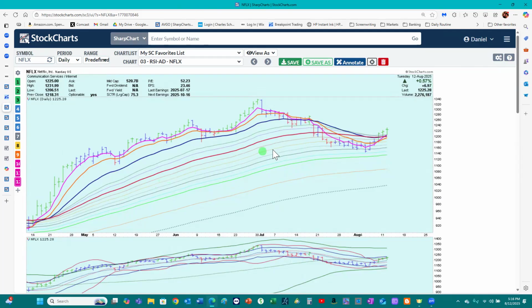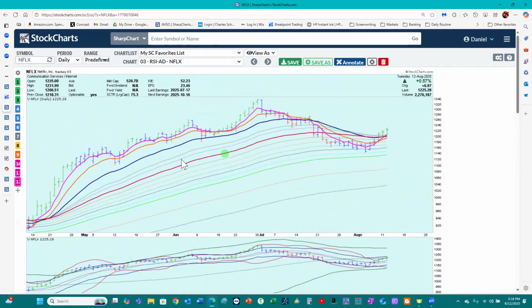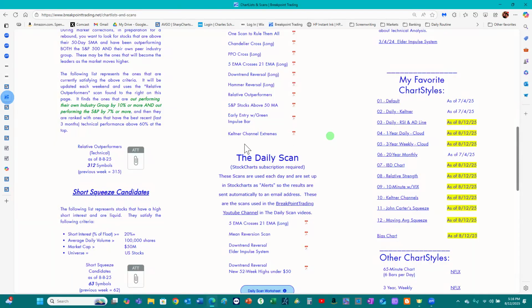And I like to see them all above each other naturally. That's a very bullish move, like all through this period right here. All of them were above, and then the 5 dropped below, and they started to drop below, but now they're coming back again. So I just like to look at this to get a visual representation of what the trend looks like. So all of those you can find on the website right over here.